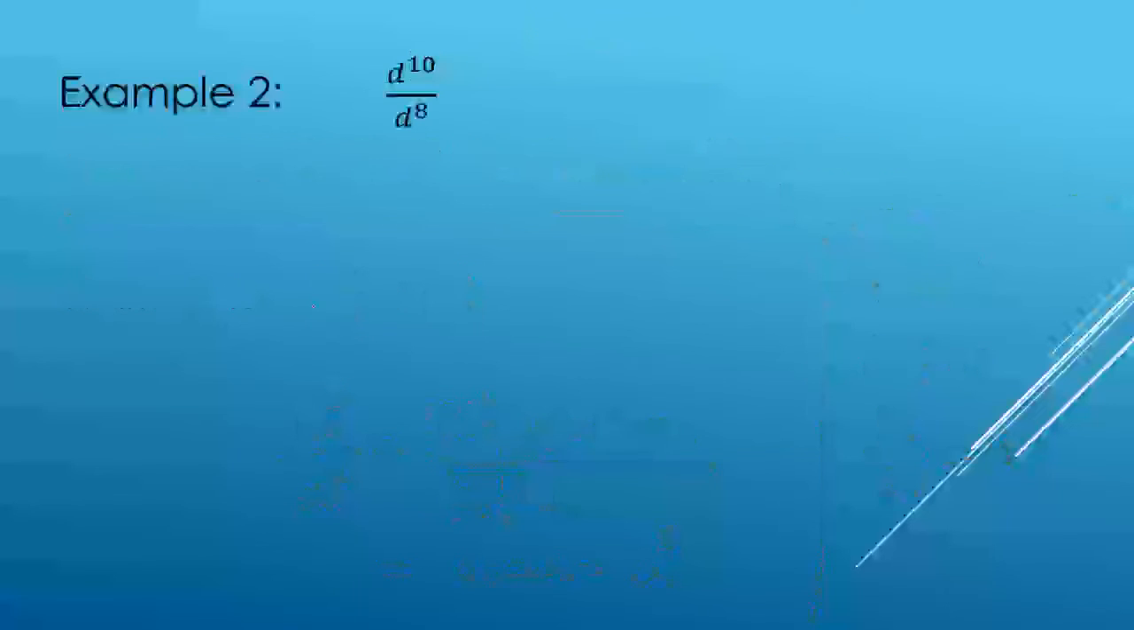Let's look at another one. So here we have d to the 10th power divided by d to the 8th power. Quotient rule says subtract top minus bottom exponent. So this is equal to d to the 2nd power.